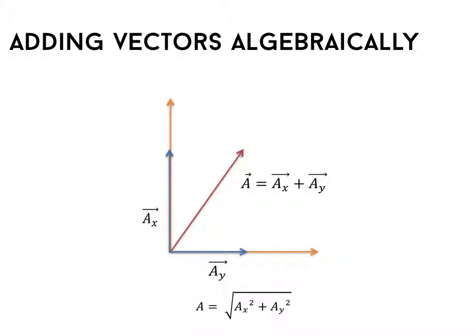Consider a vector A in a rectangular system. A can be expressed as the sum of two vectors, Ax parallel to the x-axis and Ay parallel to the y-axis. These components form two sides of a right triangle having a hypotenuse with magnitude A. It follows that A's magnitude and direction are related to its components through the Pythagorean theorem.